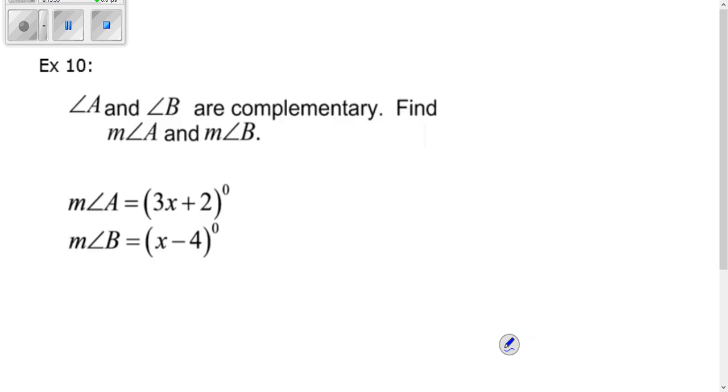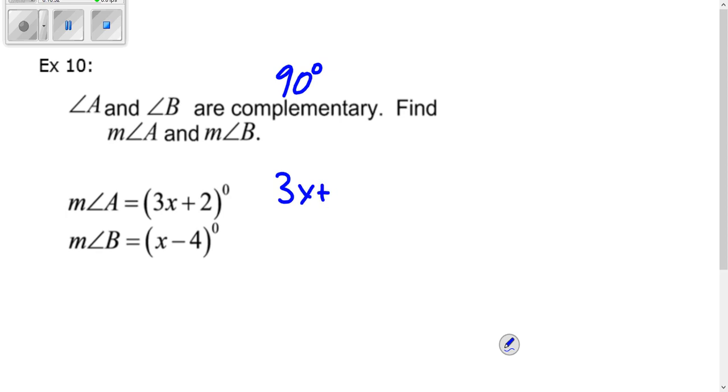All right, example number 10. Angle A and angle B are complementary, and we need to find the measure of angle A and the measure of angle B. So first, what does complementary mean? It is 90 degrees, add up to 90 degrees. So we know that A and B are complementary, so we know each of those together add up to 90 degrees.